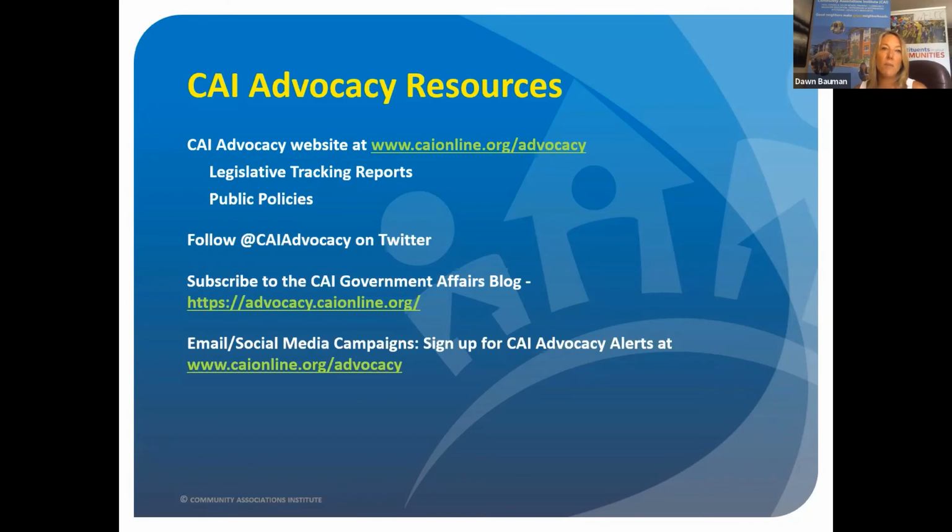The legislative action committees are guided by CAI's public policies. We have about 45 public policies on a variety of topics: reserves, board member training, manager licensing, Fair Housing Act, amending documents, short-term rentals, a variety of issues. Our policy positions on those issues are stated in our public policies, and the legislative action committees must comply with those public policies.